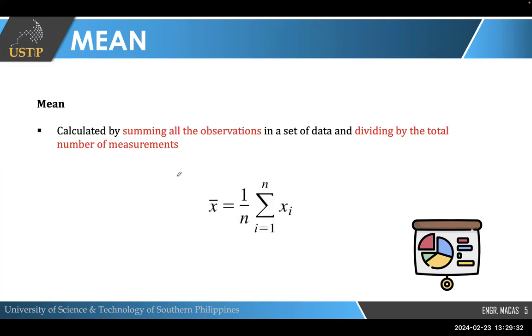Okay, how do we get the average? Of course, we sum all the observations in a set of data and then divide it by the total number of measurements. So you should be able to read this notation. This is our mean. We have here x bar to indicate that we are calculating the mean of the observations x. That is equal to 1 over n, which is to divide by the total number of observations, multiplied by the summation of x sub i from 1 to n. x sub i is the ith observation, the value of the ith observation.